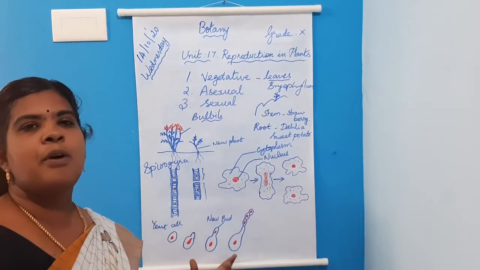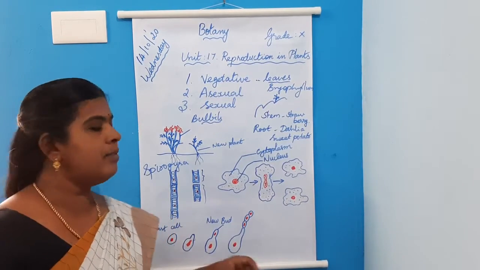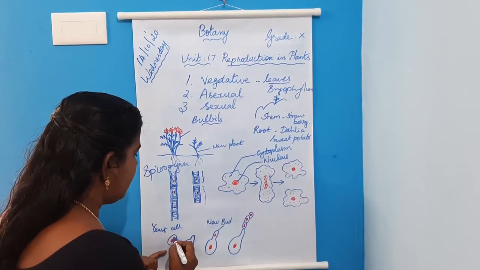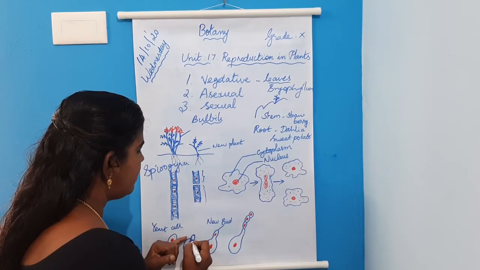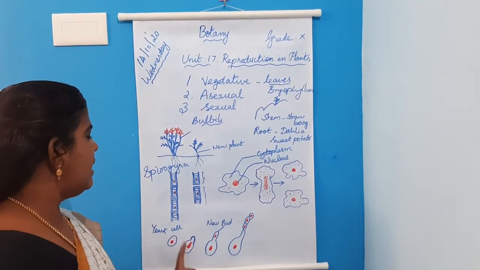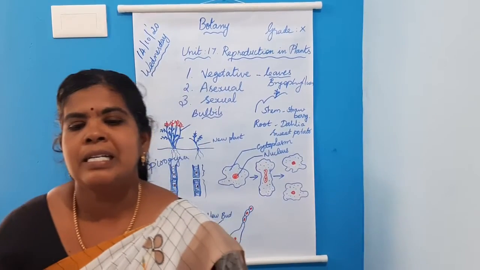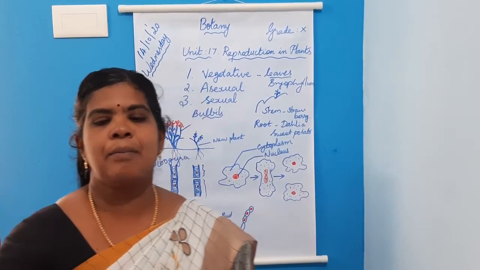Next, about budding. Budding means the formation of buds. This is the parental yeast cell, and this is a bud. A bud arising from the parental cell is responsible for the development of the young one. A bud arising from the parent body, example yeast.